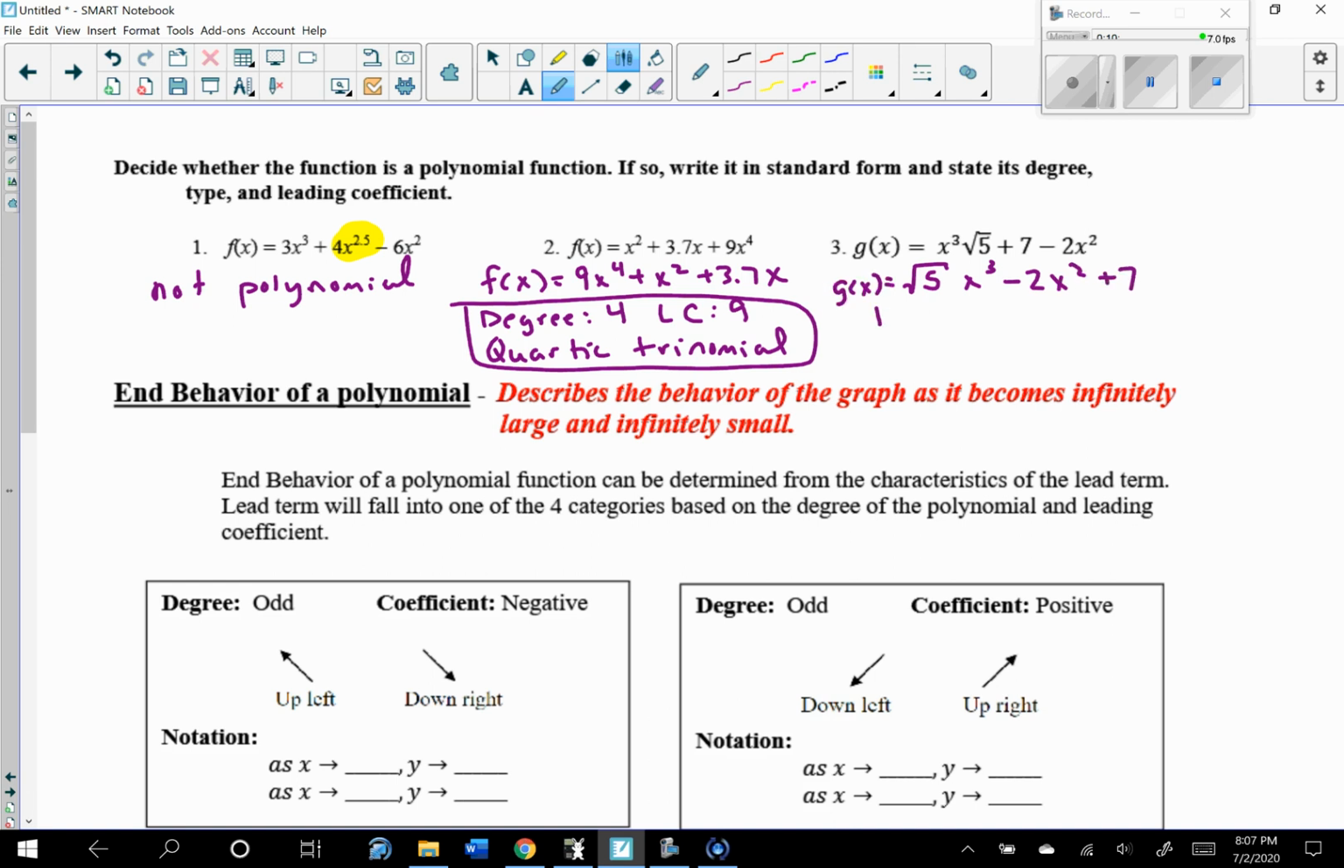So for this one, this is a degree of 3, and the leading coefficient is the square root of 5. And so this is cubic. There are 3 terms, so again, a cubic trinomial.